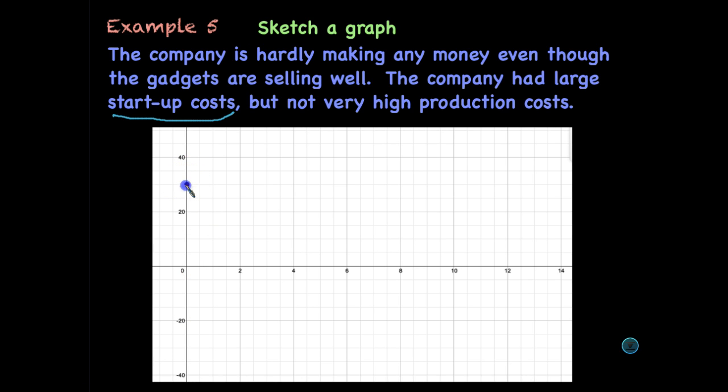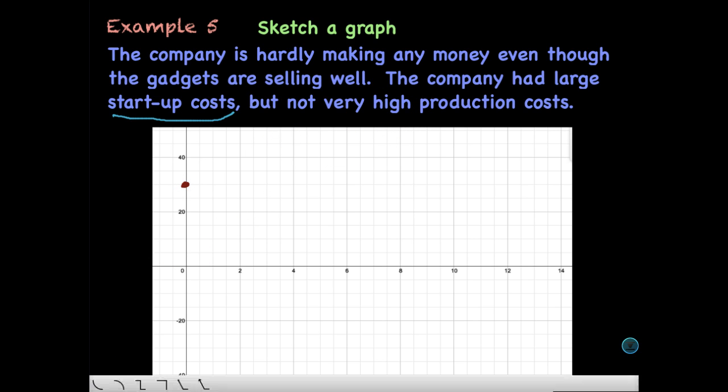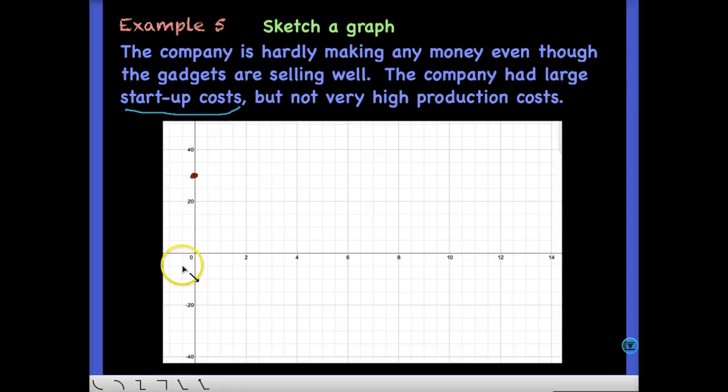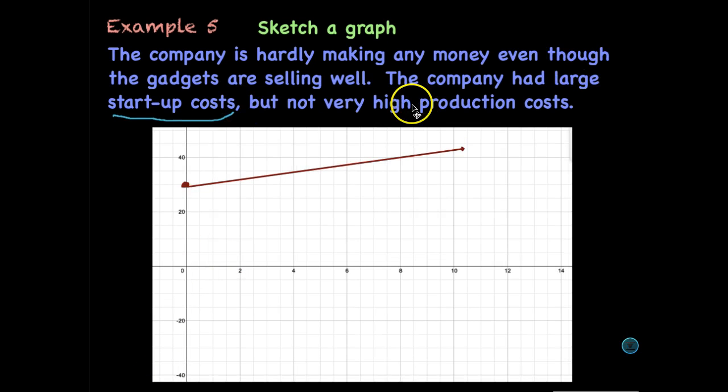So we're going to be up here somewhere, let's say. But they didn't have very high production costs, so we know that our slope isn't going to be quite so steep. So let's draw on a sample. Maybe like this. Very shallow, not such a steep line. Well, let's continue on because it says the company is hardly making any money.